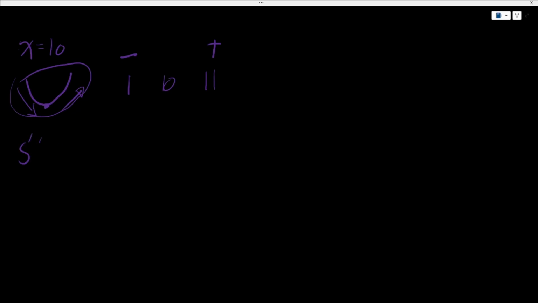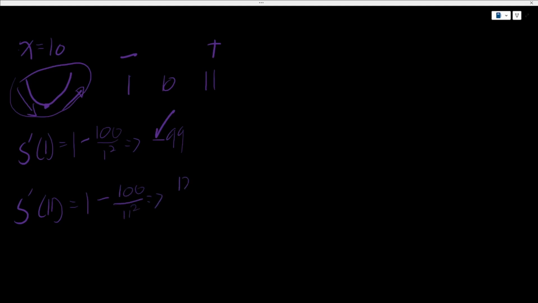So let's check S prime of 1, which is going to be equal to 1 minus 100 all over 1 squared. That is just going to be equal to negative 99. And that is a negative number. Let's check S prime of 11. That'll give us 1 minus 100 over 11 squared. Simplifying this will give us 121 minus 100 all over 121. And that leaves us with positive 21 over 121.